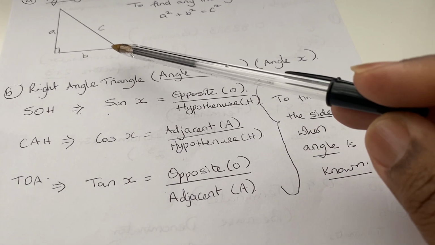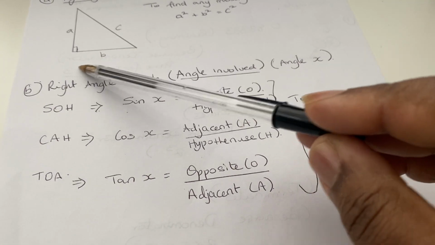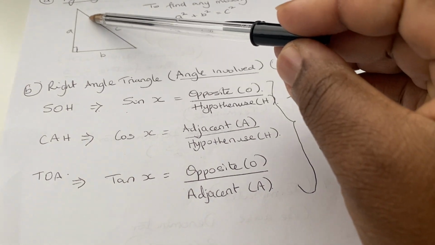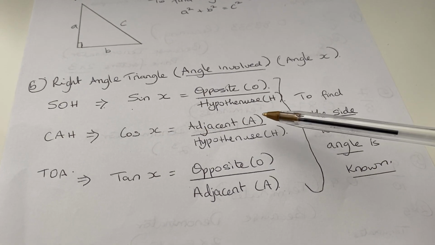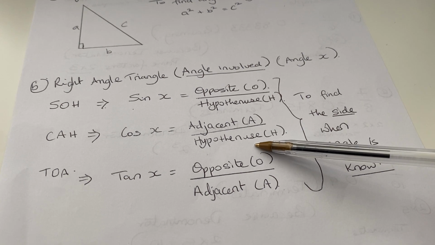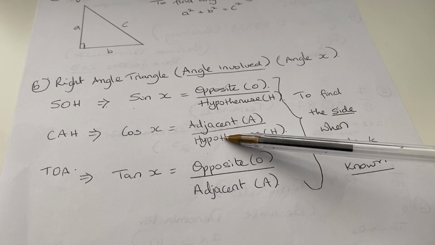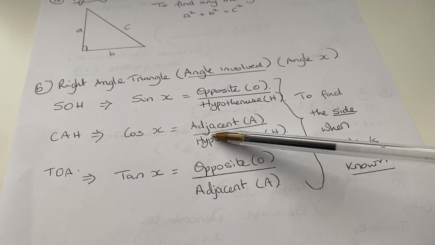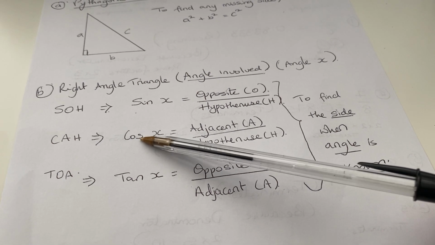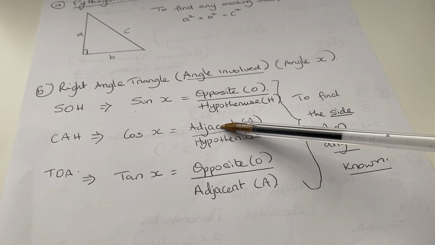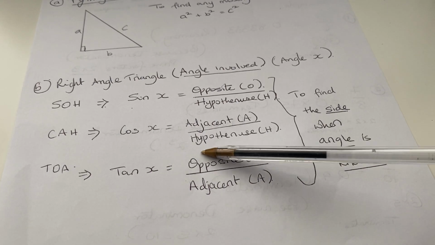If you have the angle here and you know the adjacent and you know the hypotenuse, then you can use cos of the angle, which is equal to the adjacent over the hypotenuse. And then whatever you get, you find the cos inverse, which will give you the angle. Or you know the angle, so you have cos, and you want to find the hypotenuse, and you know the adjacent, then you can use this formula.